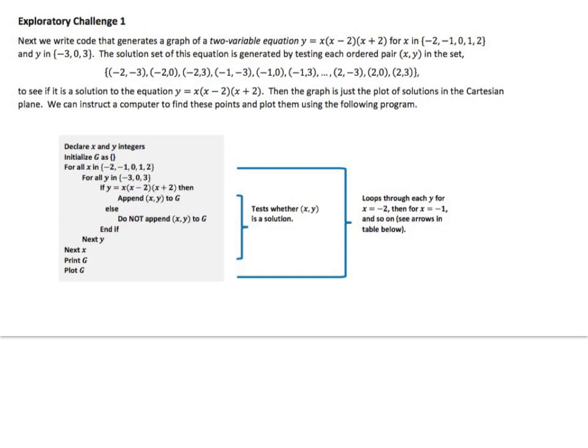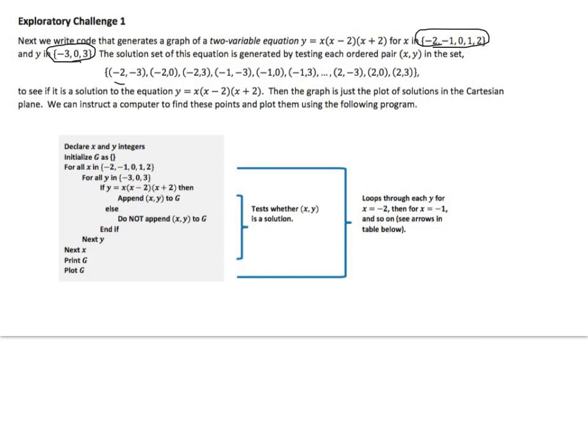So, exploratory challenge. Next, we write code that generates a graph of a two-variable equation, y equals x times (x minus 2) times (x plus 2), for x in that set, and y in that set. The solution set of this equation is generated by testing each ordered pair x, y in the set.